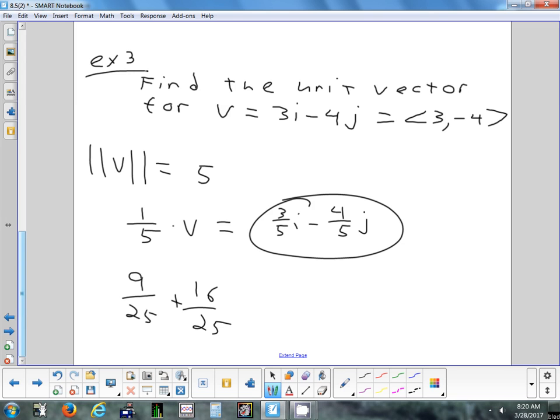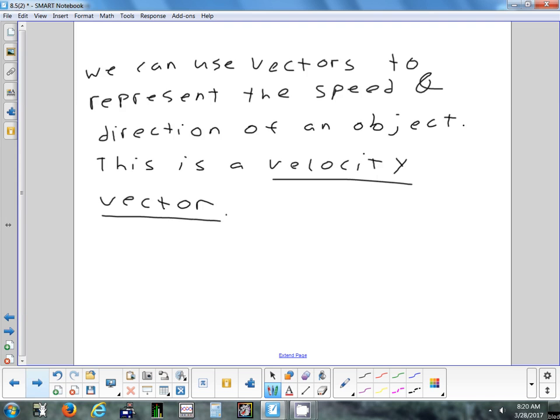Okay, as long as you're given a vector that's not the 0 vector. You've got to be given a vector that actually has magnitude and direction. All right, so the last two things in this part of the section are the word problems. Okay, the first one's pretty straightforward. It's called a velocity vector.